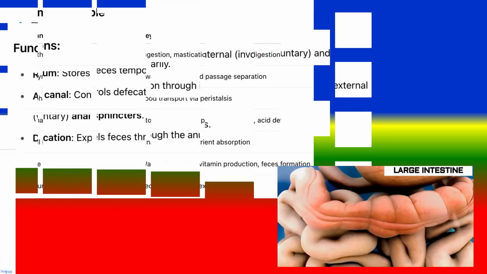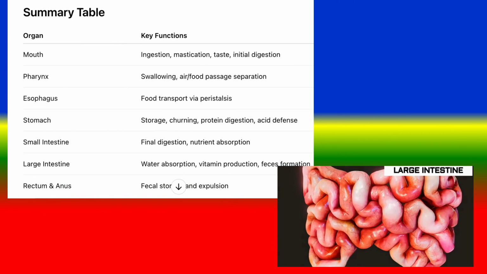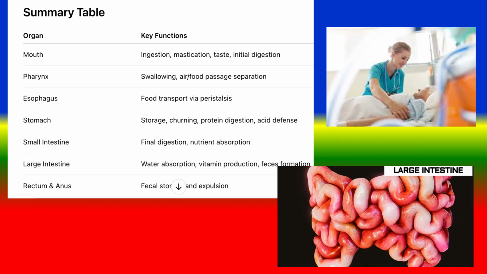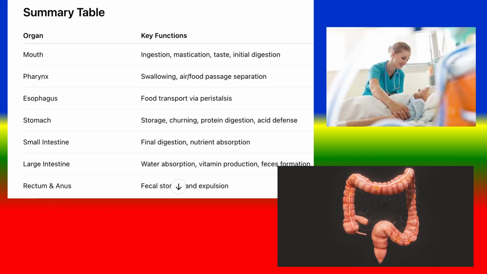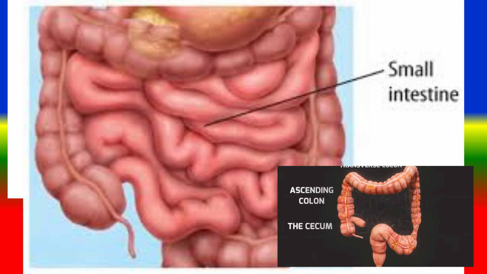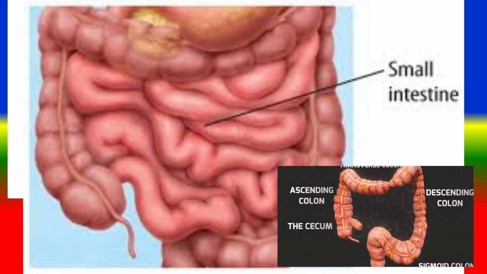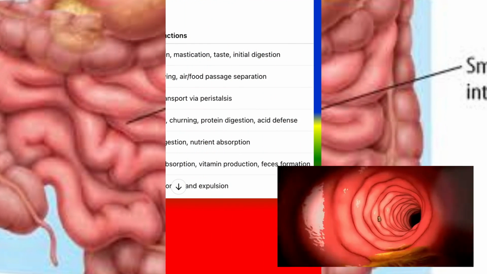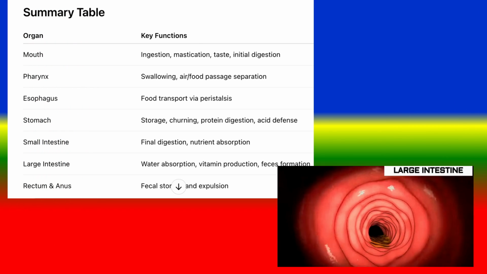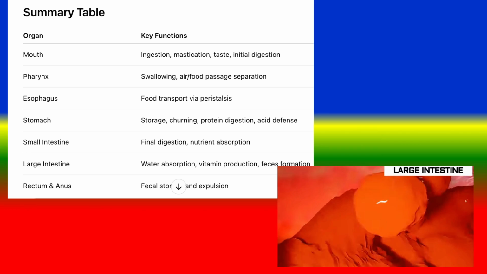Organ, key functions: mouth, ingestion, mastication, taste, initial digestion. Pharynx, swallowing, air and food passage separation. Esophagus, food transport via peristalsis. Stomach, storage, churning, protein digestion, acid defense. Small intestine, final digestion, nutrient absorption. Large intestine, water absorption, vitamin production, feces formation. Rectum and anus, fecal storage and expulsion.